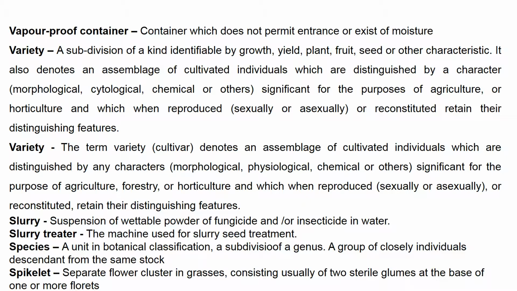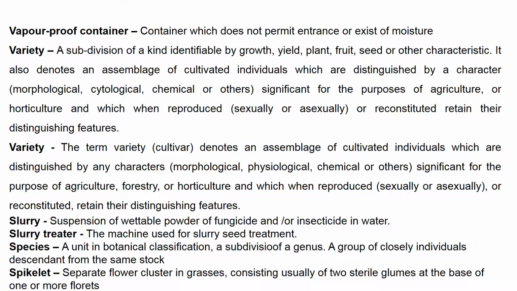Vapor-proof container. A container which does not permit entry or exit of moisture. Variety. A subdivision of a kind identifiable by growth, yield, plant, fruit, seed or other characteristics. It also denotes an assemblage of cultivated individuals which are distinguished by a character, may be morphological, cytological, chemical or others, significant for the purpose of agriculture or horticulture, and which when reproduced sexually or asexually or reconstituted retain their distinguishing features.